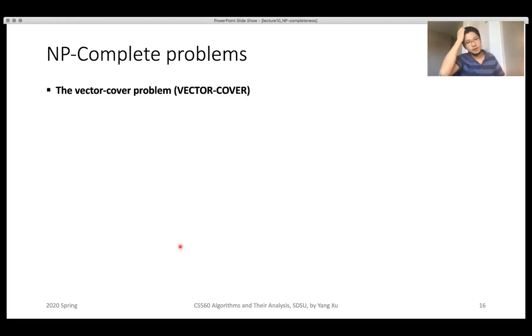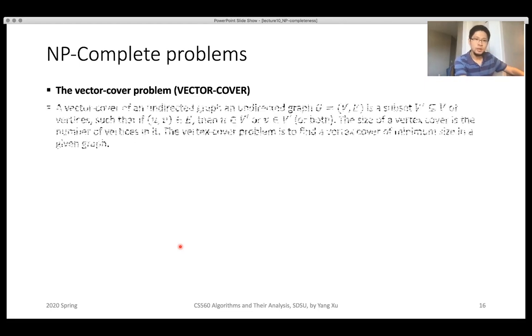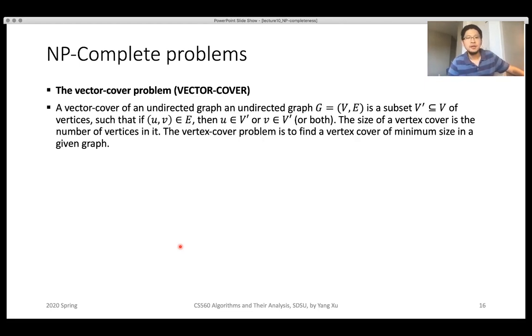And the last example is called the vertex cover problem. A vertex cover of an undirected graph is a subset of vertices such that if an edge exists, then at least one of the two endpoints of the edge is within that vertex cover. The size of the vertex cover is the number of vertices in it, and the goal is to find a vertex cover that has the minimal size. So it's kind of the opposite of the clique problem.